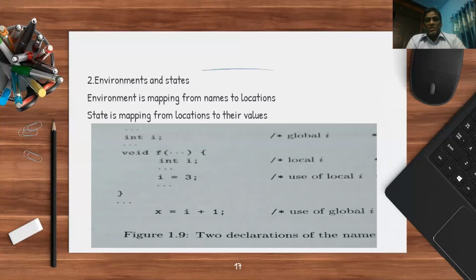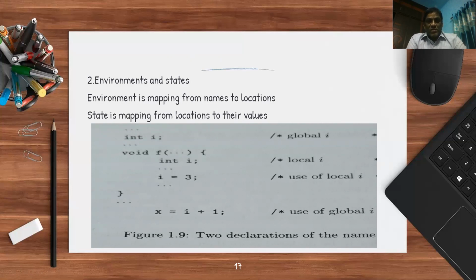Names are nothing but the variables or identifiers that we use in our programs, and the mapping of names to locations. Location is nothing but where it is stored. That is nothing but an environment. It varies based on where you write the corresponding variable, that means where you create the variable.